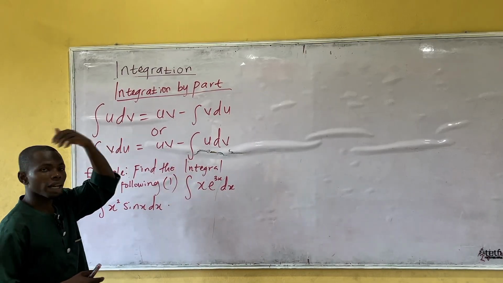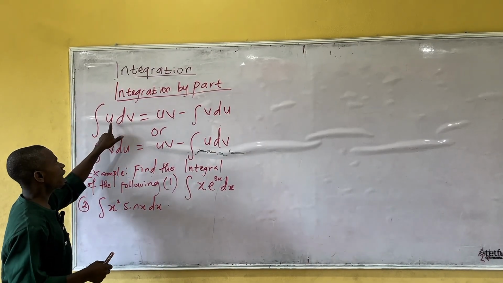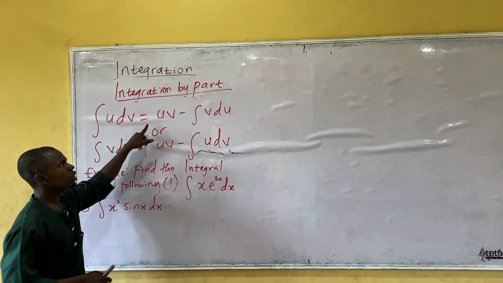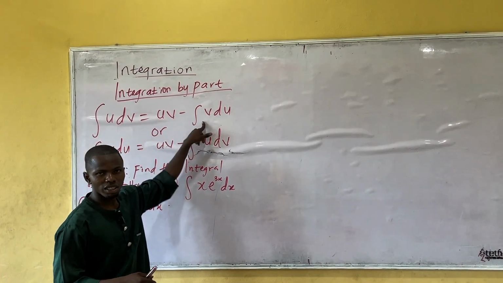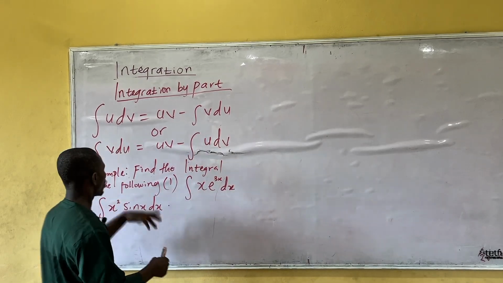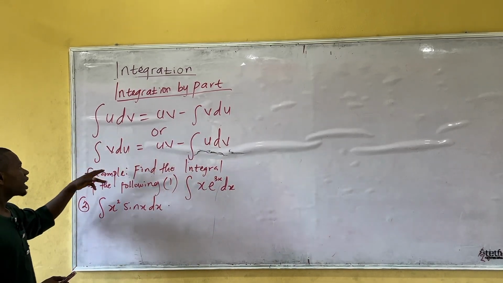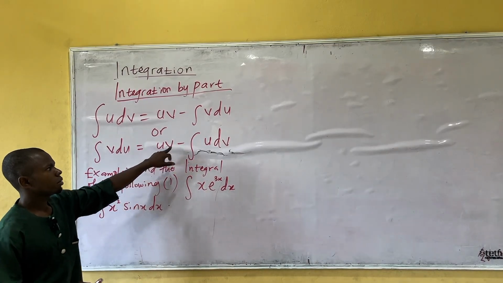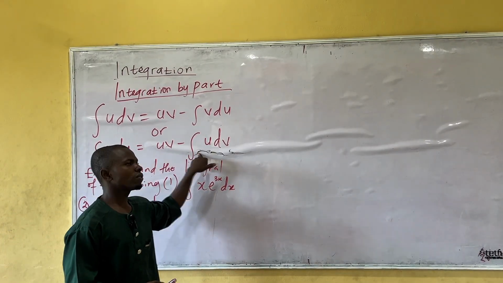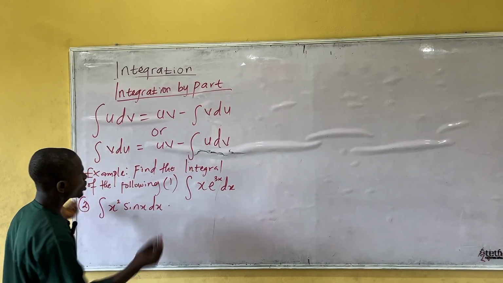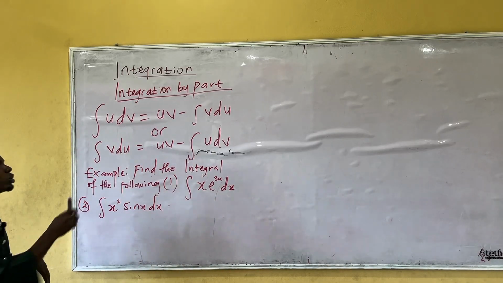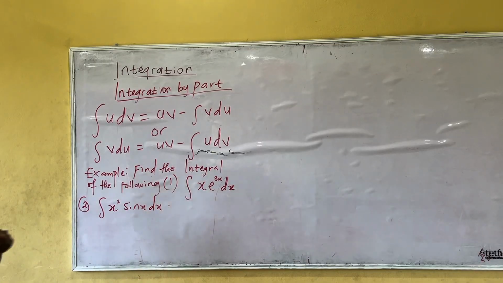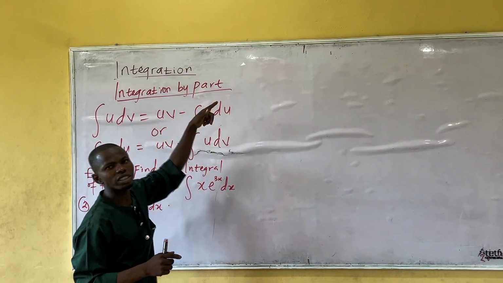So for integration by parts, the formula is: integral of u dv equals uv minus integral of v du. Or you can also use integral of v du equals uv minus integral of u dv. Both are correct, but preferably I will use the first one: integral of u dv equals uv minus integral of v du.